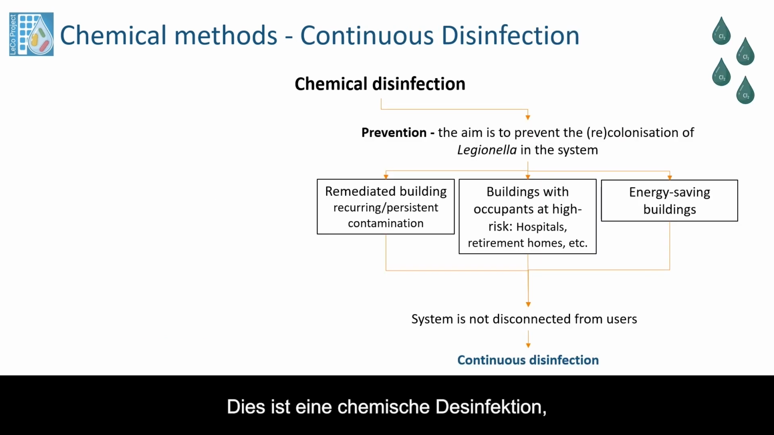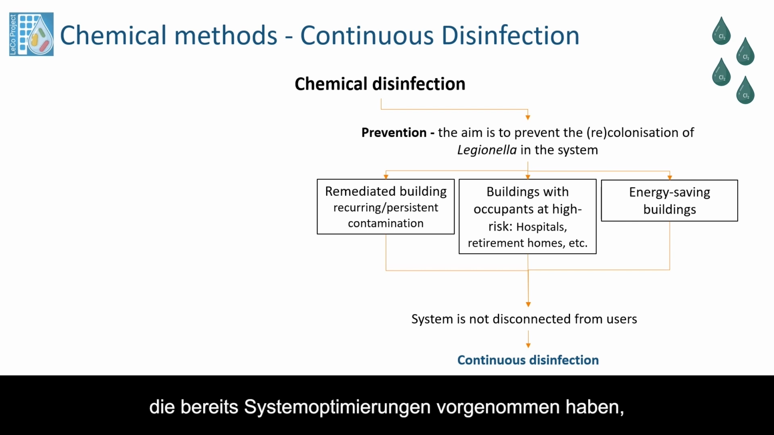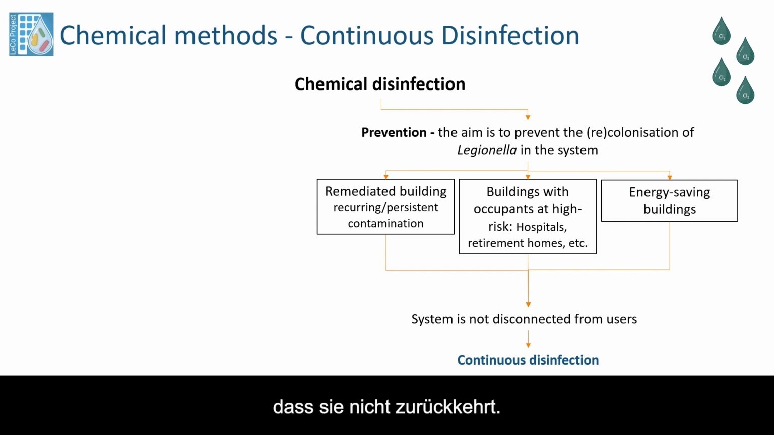This is a chemical disinfection that is often used for prevention. The aim is to prevent the colonization and/or recolonization of Legionella in the system. This is, for example, used in already remediated buildings that have performed system optimizations, maybe also a shock disinfection, but the Legionella contamination comes back, or they just want to be sure that it does not come back.